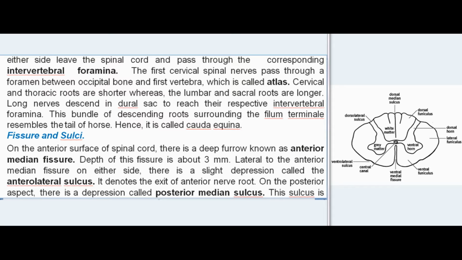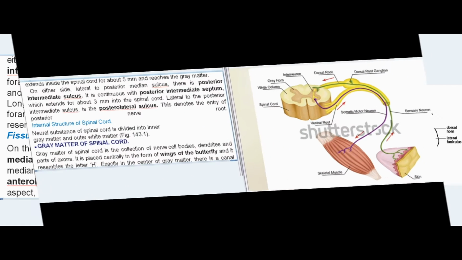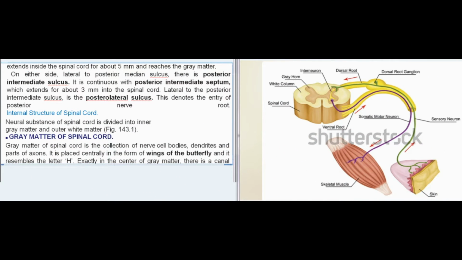On the posterior aspect, there is a depression called posterior median sulcus. This sulcus is continuous with a thin glial partition called the posterior median septum. It extends inside the spinal cord for about 5 mm and reaches the gray matter. On either side, lateral to posterior median sulcus, there is posterior intermediate sulcus. It is continuous with posterior intermediate septum, which extends for about 3 mm into the spinal cord. Lateral to the posterior intermediate sulcus is the posterolateral sulcus. This denotes the entry of posterior nerve root.